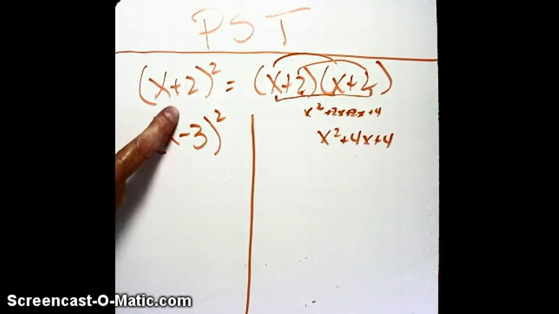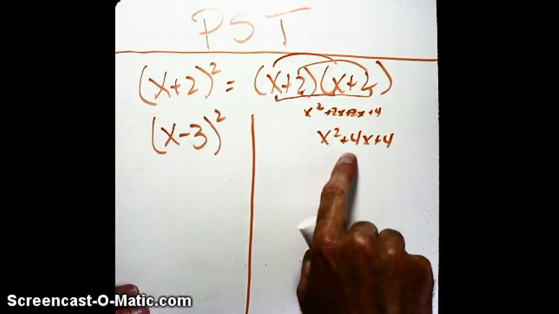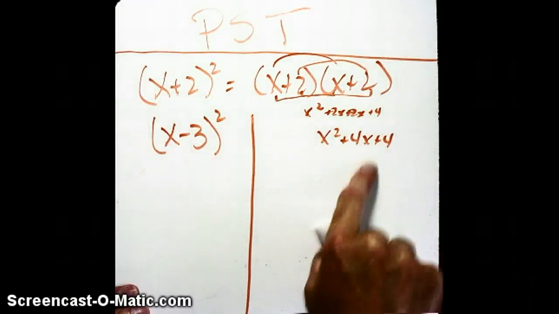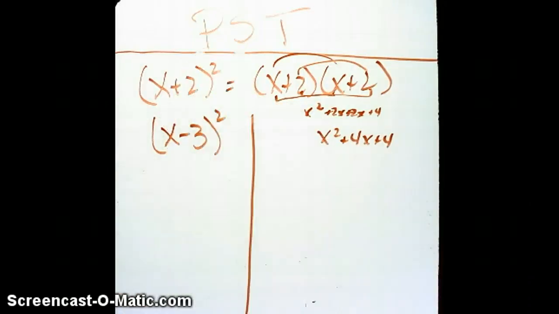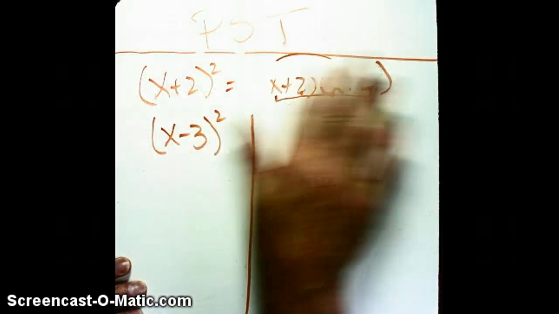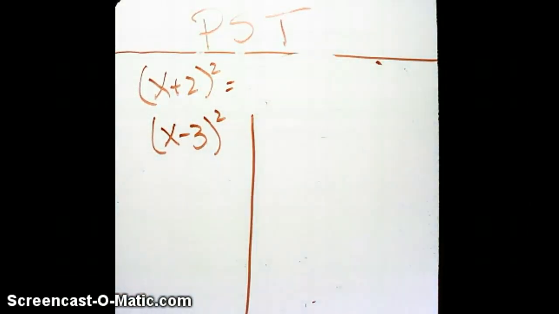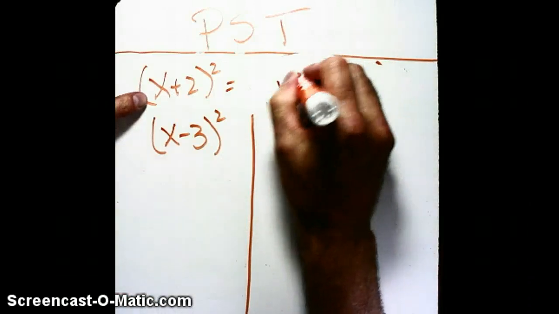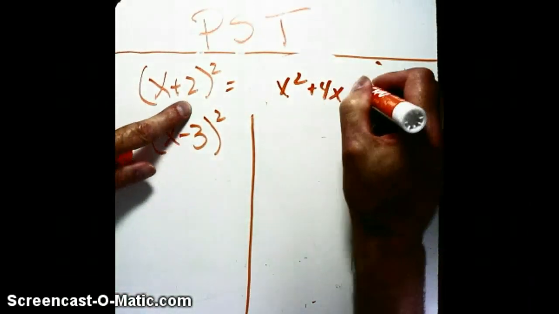Okay, so on the left side, this is a binomial squared, and on the right side, I have multiplied it out, and this is called a perfect square trinomial, PST. So keep that in mind. Just try to remember that example. Now, I could have done this with the little shortcut method. Remember that shortcut method? Square this, multiply them together and double, and then square that.